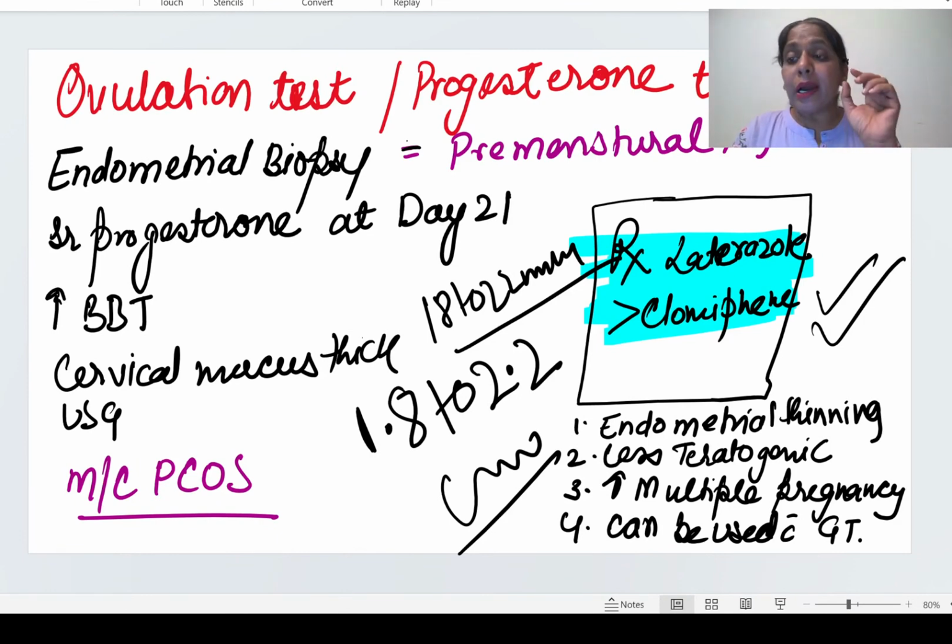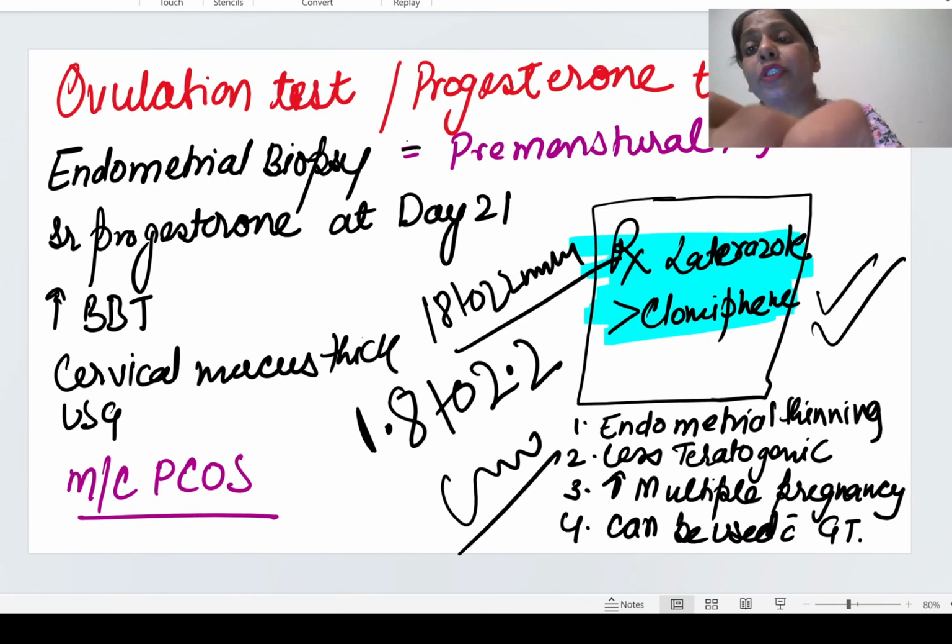Okay. Clomiphene is a SERM. SERM means selective estrogen receptor modulator. Selective estrogen receptor modulator means it is estrogenic at some sites and anti-estrogenic at other sites. Now this clomiphene is anti-estrogenic at the endometrium. That is why it leads to endometrial thinning.